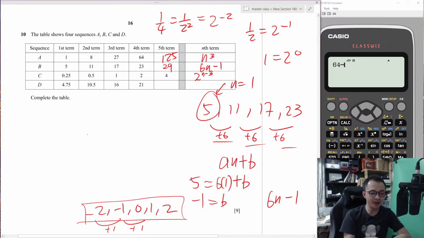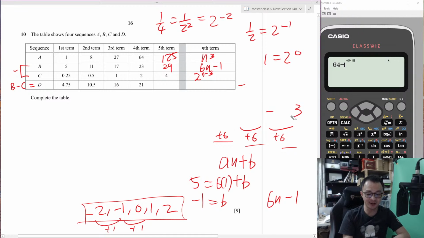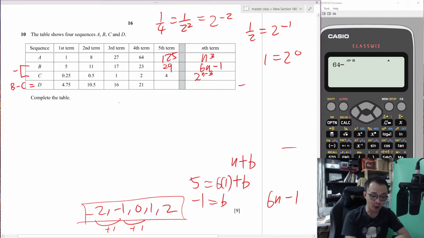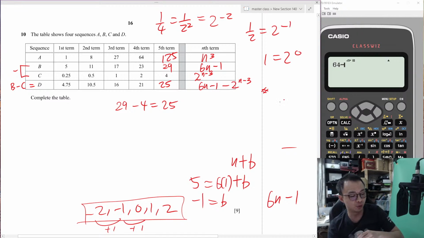For D over here, you need to see the pattern, because they are basically using B minus C. You can see B minus C actually gives D. 5 minus 0.25, I get 4.75. 11 minus 0.5, I get 10.5. So it is basically minus. Then if you ask me what the term is, I will just use 29 minus 4, which is 25. So what is the formula? I just say the whole thing: 6n minus 1 minus 2 power of n minus 3. Done.